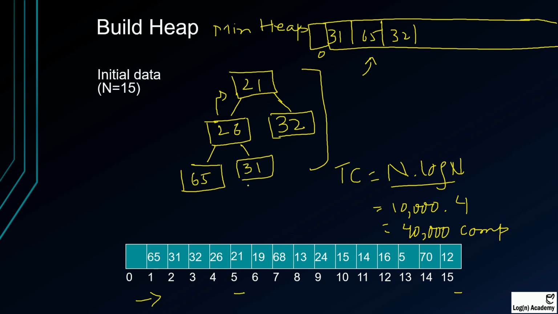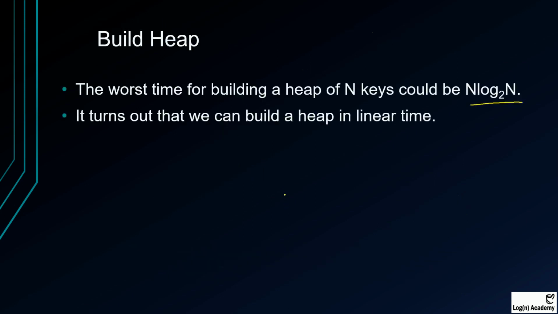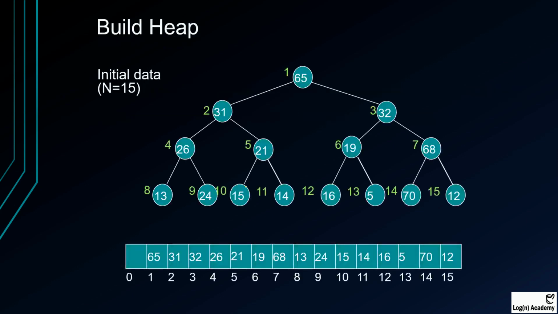So can we do better than this? Can we reduce this cost, or can we have something more efficient than this? It turns out that we can build a heap in linear time. We have a solution, and let's see how it works. So I have a tree here. I have the same tree, and the values are the same.